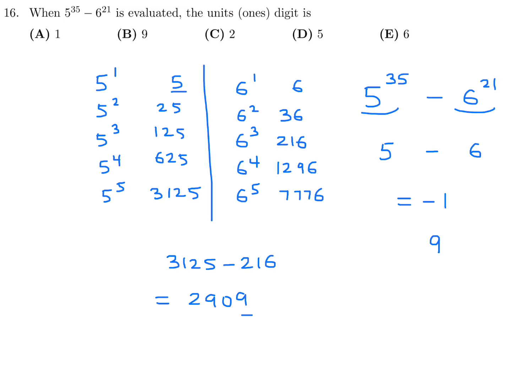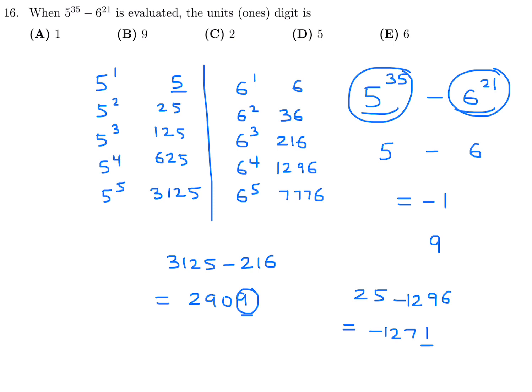And I'll repeat one more time, it's only true if this number is greater than that number. And that's very important, because otherwise, if it's not greater, you would actually get a value of 1. So for example, if the 5 to the power was smaller, so if you had something like 25 minus, say, 1296, you would get a different scenario. You would get, in this case, minus 1271, and you see the units digit is 1. So it's 9 because this is much bigger than that. So number 16, the answer is B.